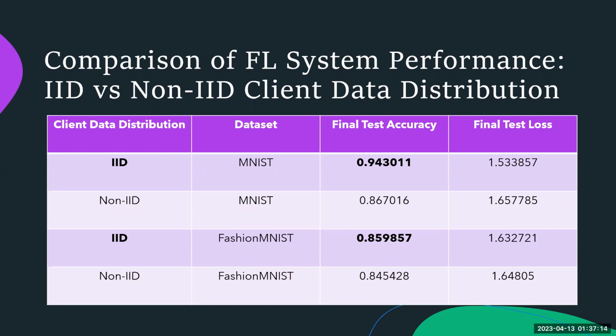As you can see, for both MNIST and Fashion MNIST, an IID client data distribution leads to much better performance than a non-IID client data distribution, as the final test accuracies are higher and losses are lower. So we can see that federated averaging is actually not great at handling non-IID distributions across clients. And in our next experiment, we will try to see if there are any other FL algorithms which can do better on such statistically heterogeneous data.